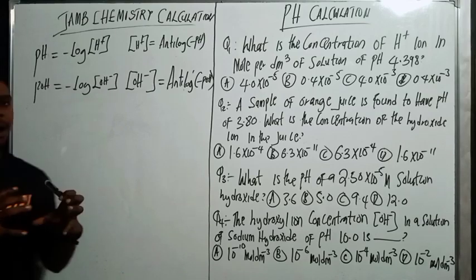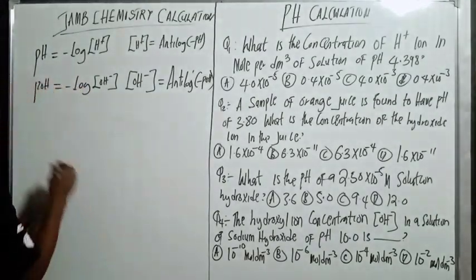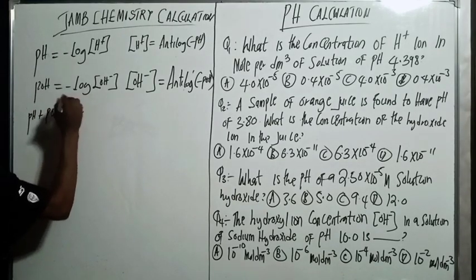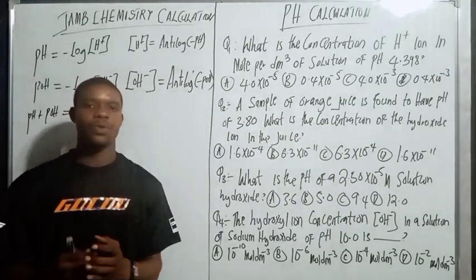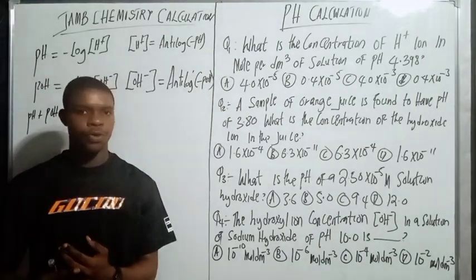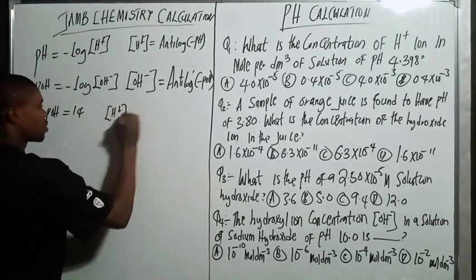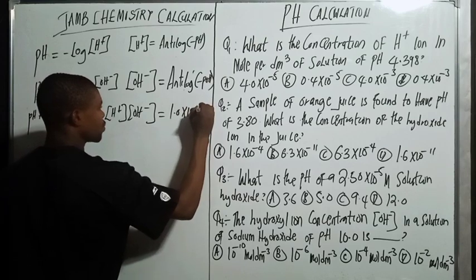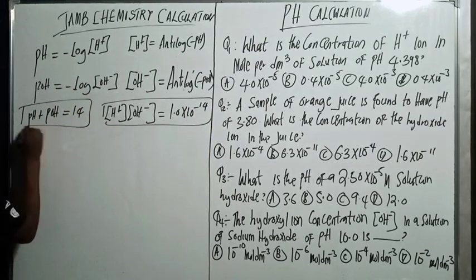Now, there's a connection between pH and pOH. So pH plus pOH is equal to 14. So these are all the formulas you literally need to calculate the pH and pOH of an acid. The last one I want to show is H plus times OH minus equals 1.0 exponential minus 14.